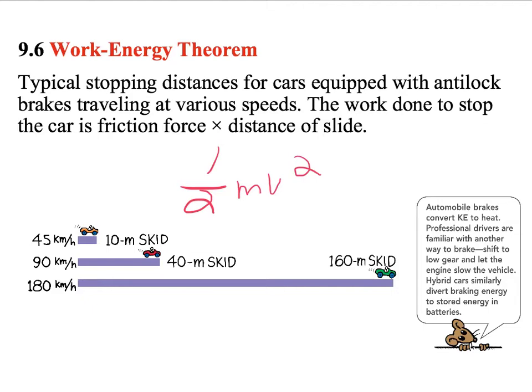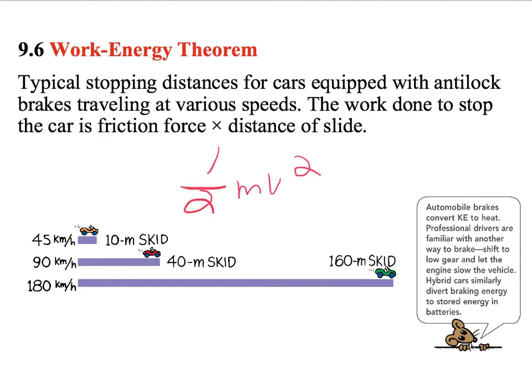What this means is a car traveling 45 kilometers an hour might have a typical stopping distance of 10 meters if you slam on the brakes, it has anti-lock brakes and everything's in working condition. If you were going 90 kilometers an hour and you slammed on the brakes, it wouldn't just slide twice the distance, it would slide 4 times the distance. If you were going 180 kilometers an hour, you would have a skid of about 160 meters if you slammed on the brakes, 4 times what you would have at 90 and 16 times what you would have at 45.